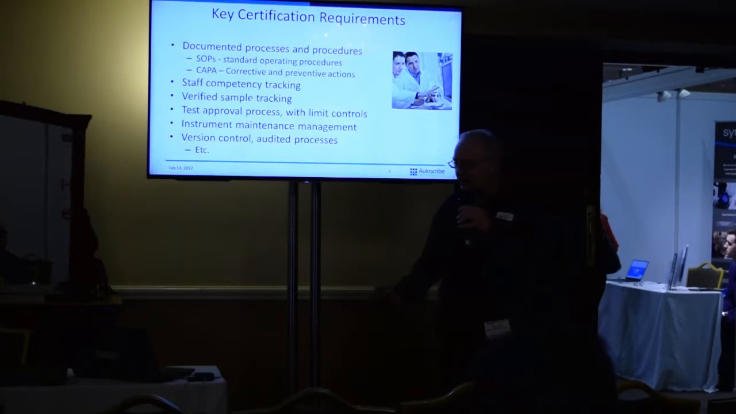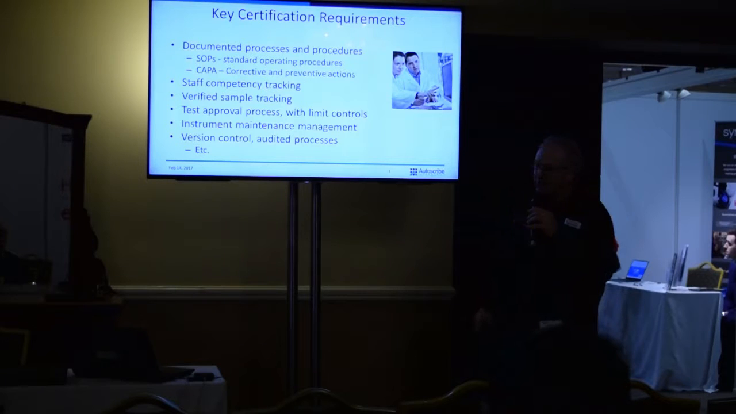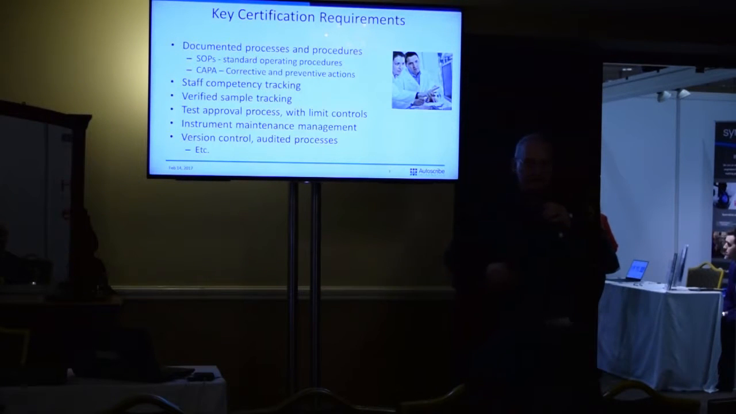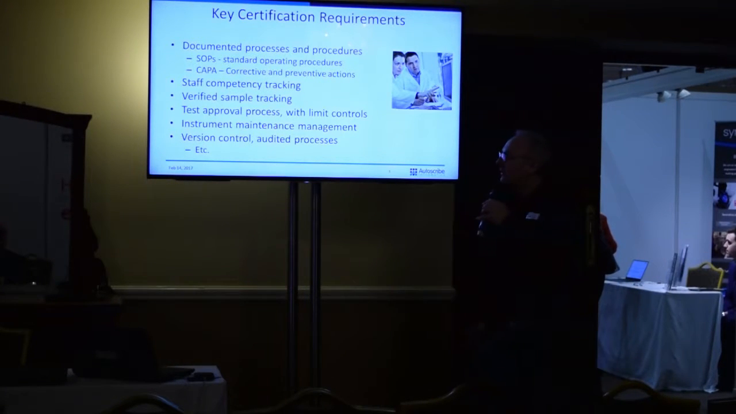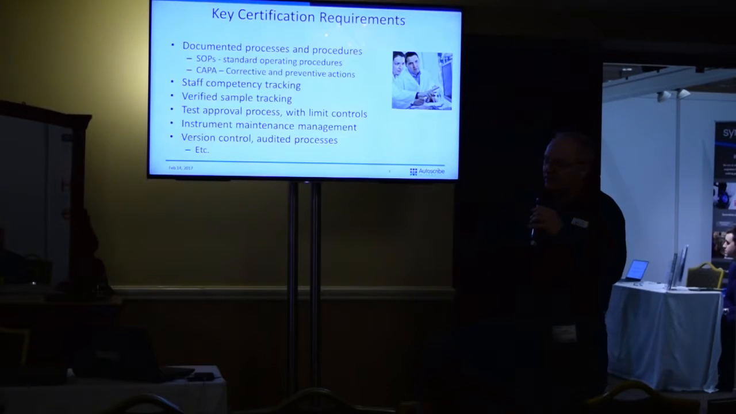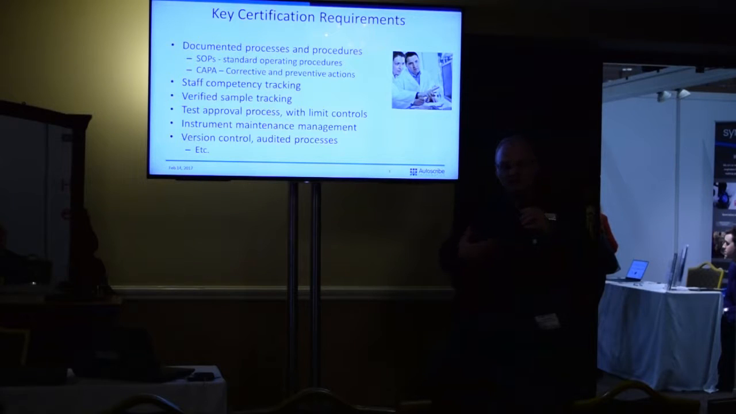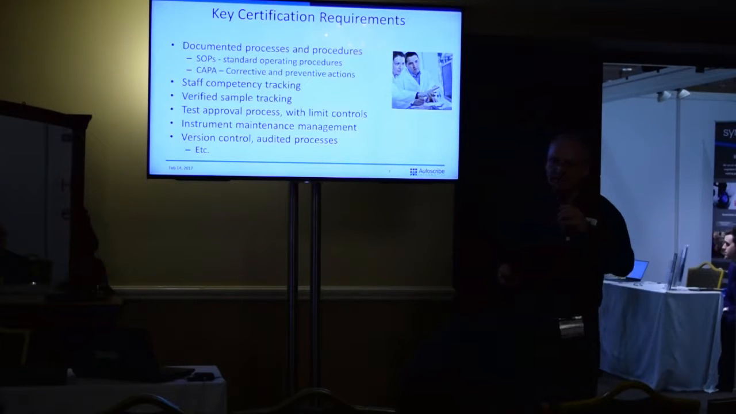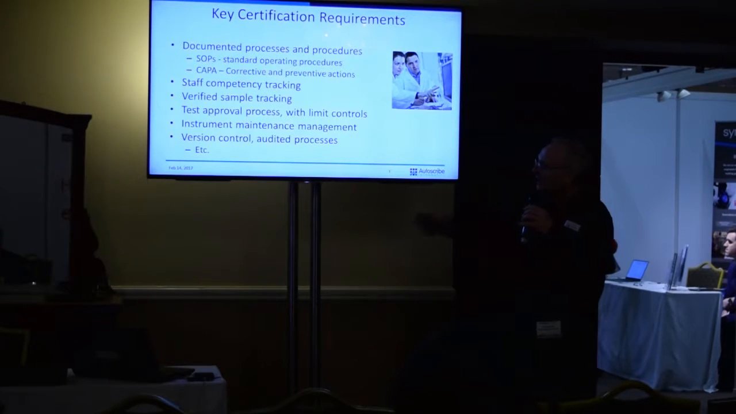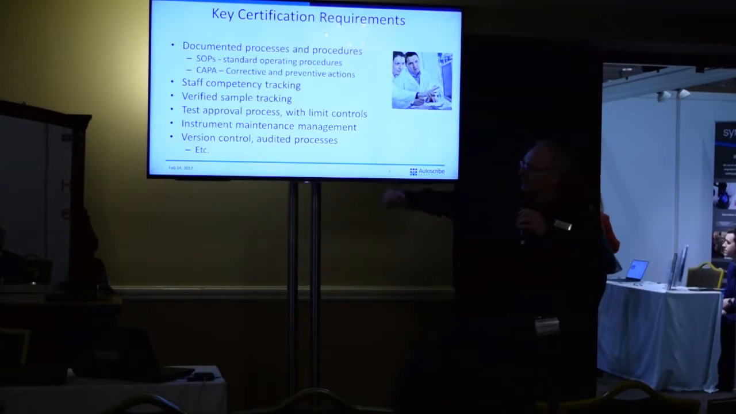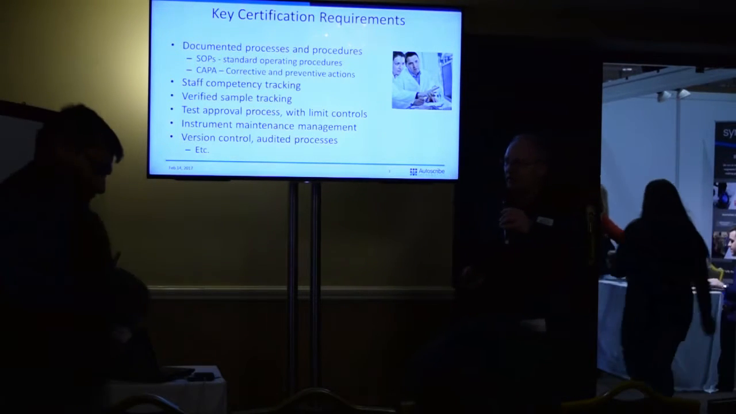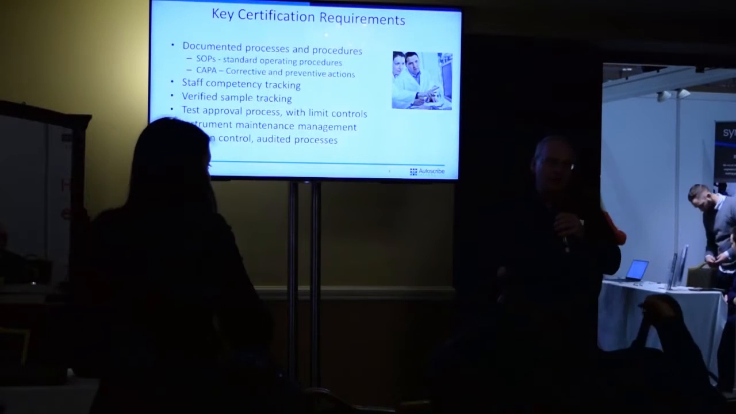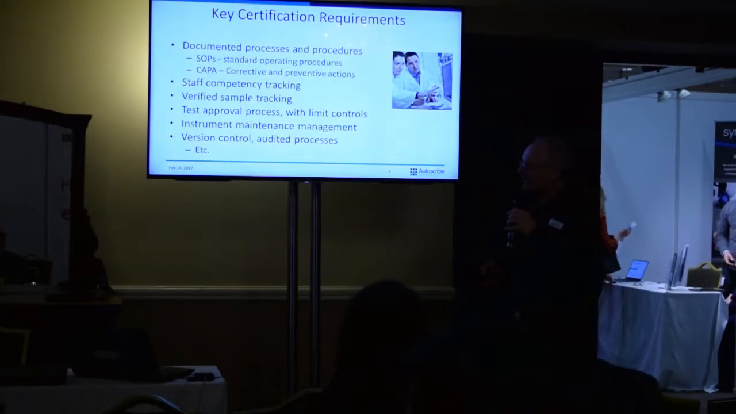Key certification requirements include documentation of processes and procedures, typically standard operating procedures that you're going to use in your tests and such like, and corrective action plans. We also track staff competency to make sure they are able and trained to use the machines or instruments, and that their certification is still valid. Verified sample tracking, test approval processes, controls, version control, auditing processes, all these things are checked by the 17025 process, and therefore part of the accreditation you will have to go through with INAB.